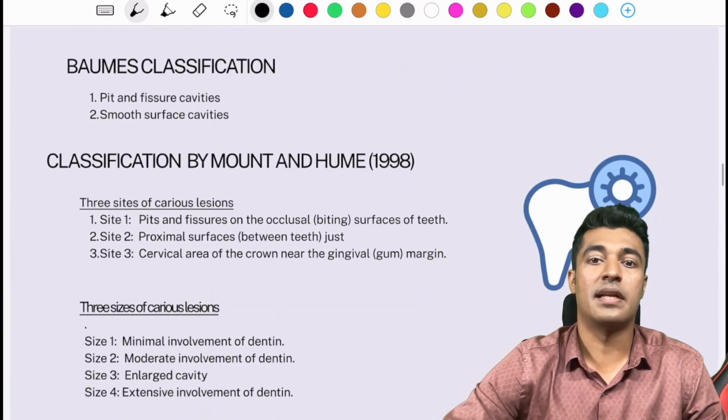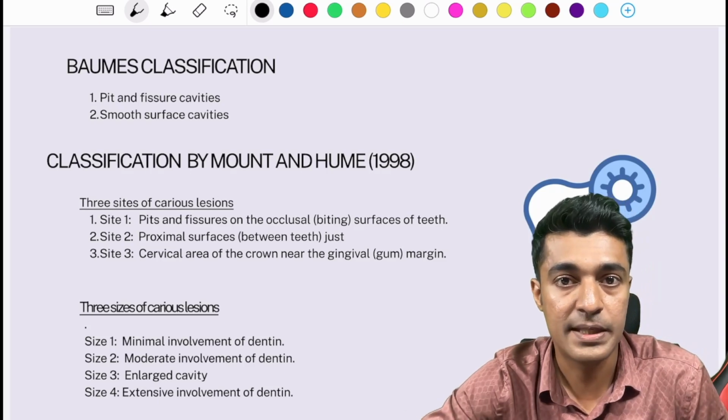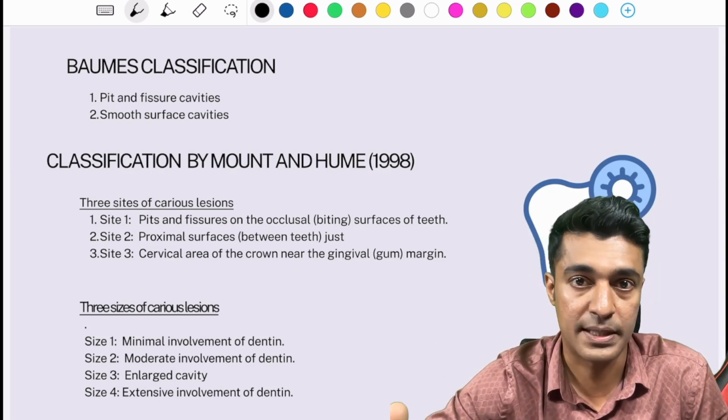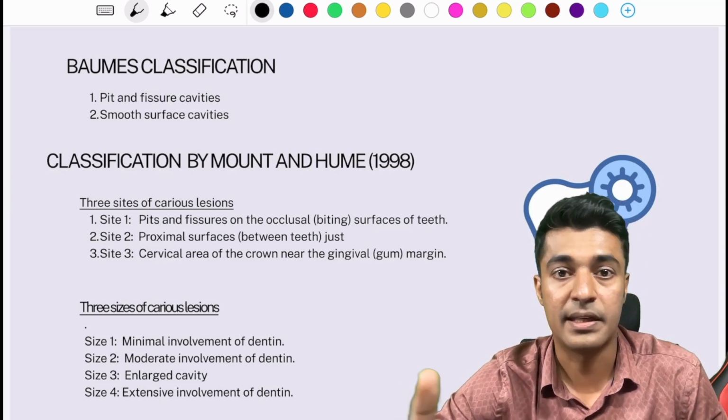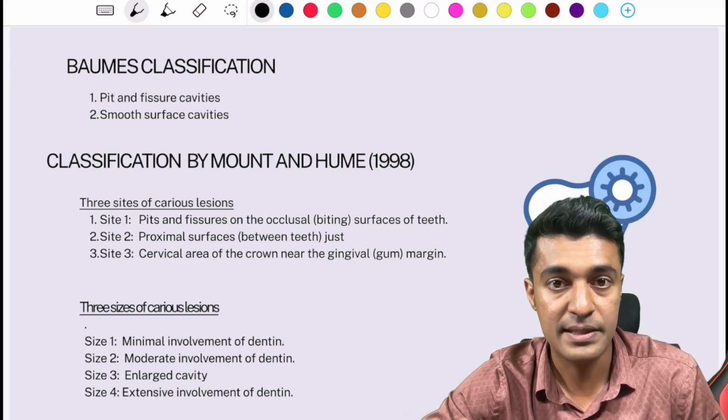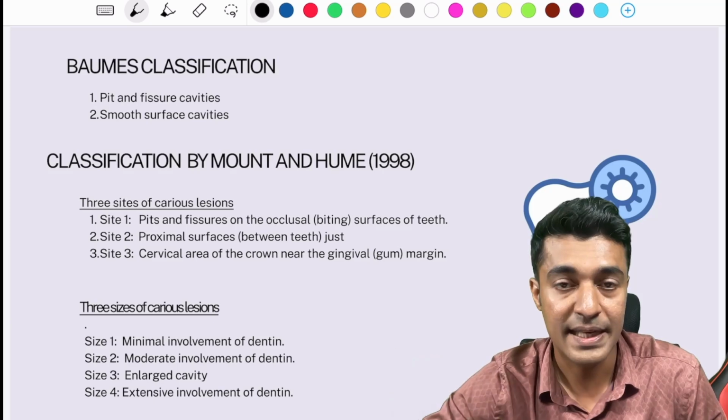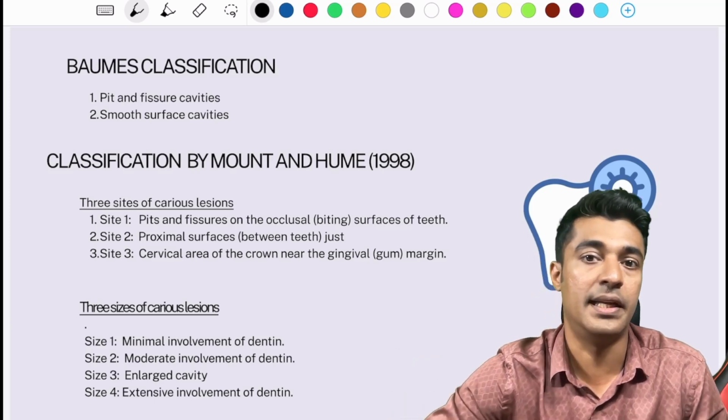Coming to the Black's classification, there is the pit and fissure caries and also the smooth surface caries. Those are the two components of Black's classification. The classification by Mount and Hume is based on the site of the caries lesion and the size of the caries lesion.